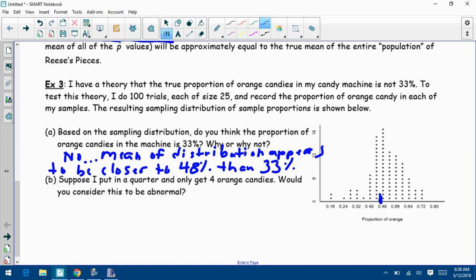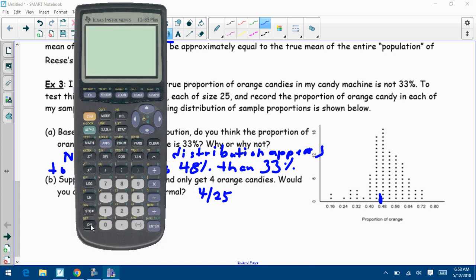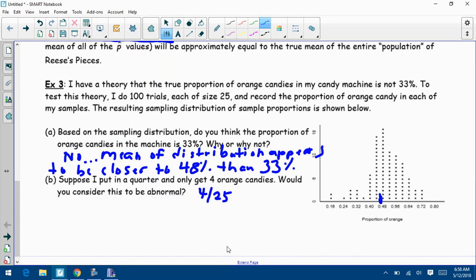Okay, part B says, suppose I put a quarter in and only get 4 orange candies. Would you consider this to be abnormal? So 4 orange candies is 4 out of 25. What is 4 out of 25? Let's check it. 4 out of 25 is 16%.